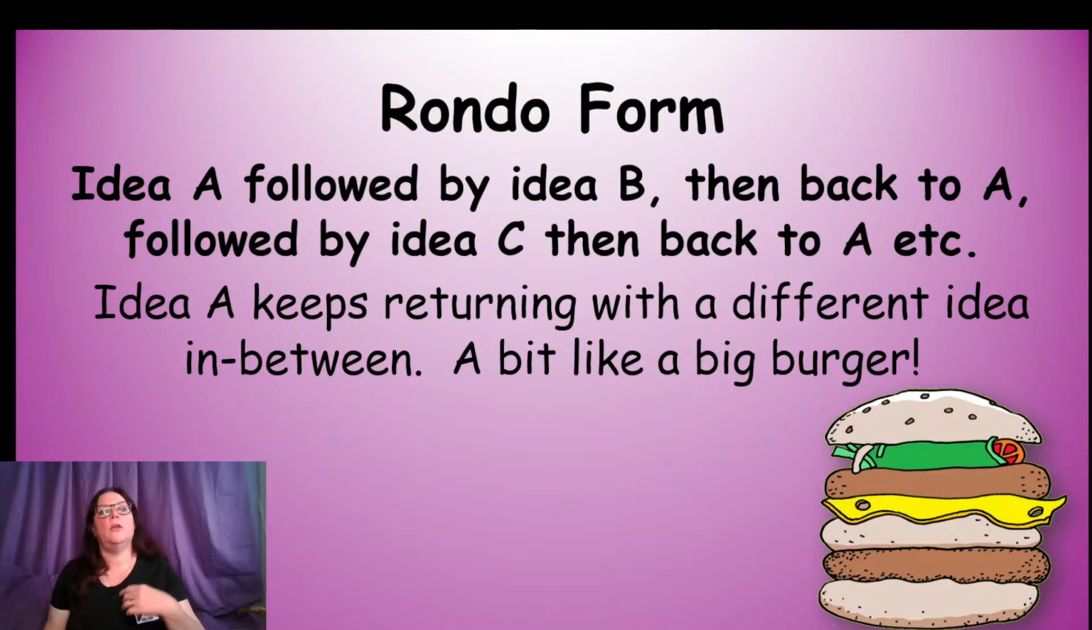Okay, so A, B, A, C, completely different, back to A. So there's three structures: binary, A, B, ternary, A, B, A, and rondo, A, B, A, C, A, D, A, E, A, F, A, G, but you always finish with an A. Okay, so three musical structures, and actually all you're using is a couple of ideas, 2, 3, 4 ideas to create a piece of music.